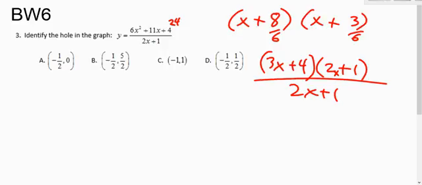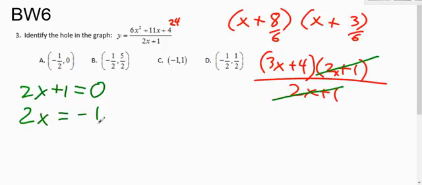So the location of the hole happens because something in the numerator cancels with the denominator. So 2x plus 1 cancels, which creates a hole. So you set it equal to 0. So you get x equals negative 1/2. That's the x coordinate. So it's not C.